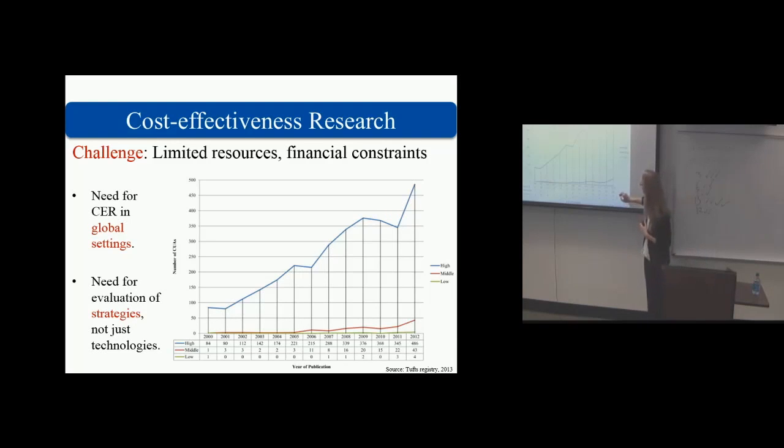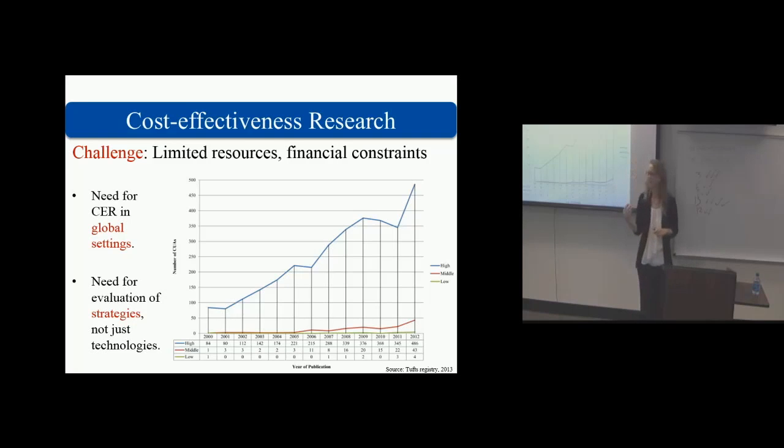This is a graph from the Tufts registry from 2000 through the present day, through 2012. And it's the number of registered cost-effectiveness studies. Over time it's gone up, but look at the blue bar. That's in high-income countries. The red bar is in middle-income countries, and the green is in low. So the places where we need the cost-effectiveness research the most, it's where it's been done the smallest, right? Which is really disheartening. And it's a need to do this type of research.